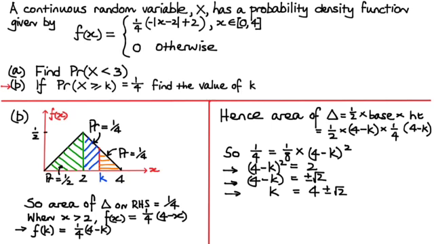Now, let's see. 4 plus root 2 has got to be about 5.4, and 4 minus root 2 is 4 minus 1.4, which will be about 2.6. So I'd say the 2.6 is the winner, because it has to be somewhere between 2 and 4. And the first answer we got was well above 4, which would be out of range. So yes, k has got to be between 2 and 4. Therefore, k is 4 minus root 2. How sweet it is, guys. And that's our answer.